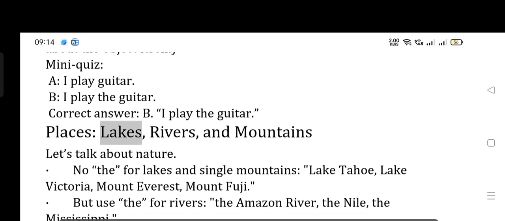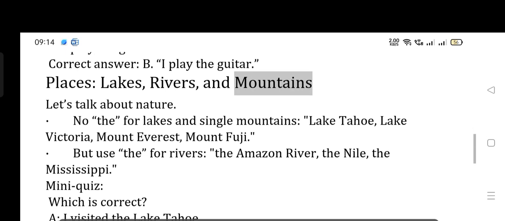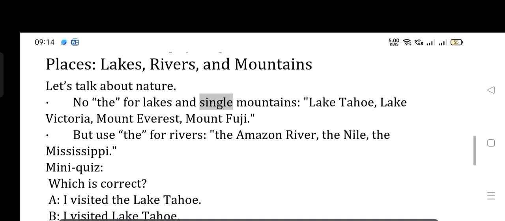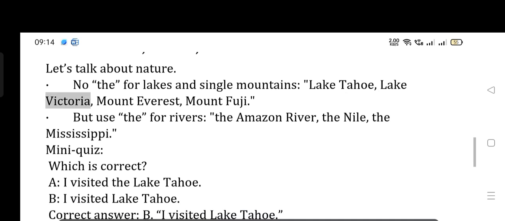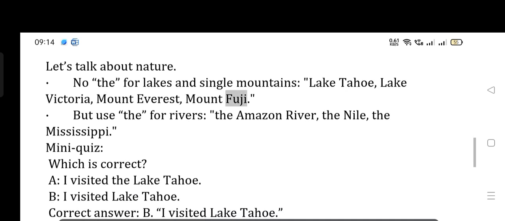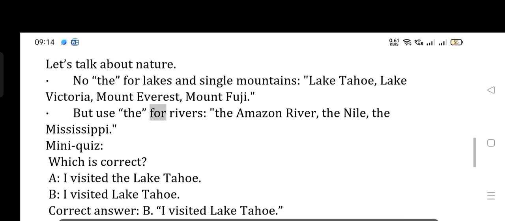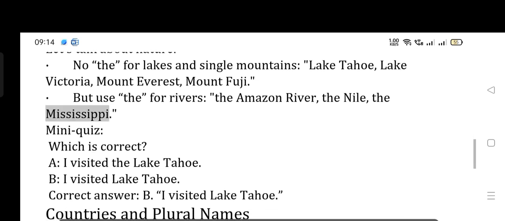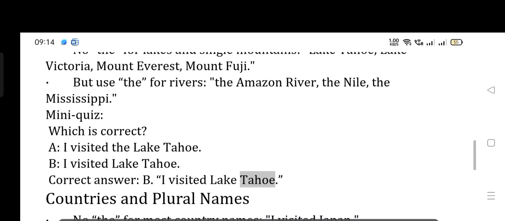Places: lakes, rivers, and mountains. Let's talk about nature. No "the" for lakes and single mountains: Lake Tahoe, Lake Victoria, Mount Everest, Mount Fuji. But use "the" for rivers: the Amazon River, the Nile, the Mississippi. Mini quiz: which is correct? A. I visited the Lake Tahoe. B. I visited Lake Tahoe. Correct answer: B. I visited Lake Tahoe.